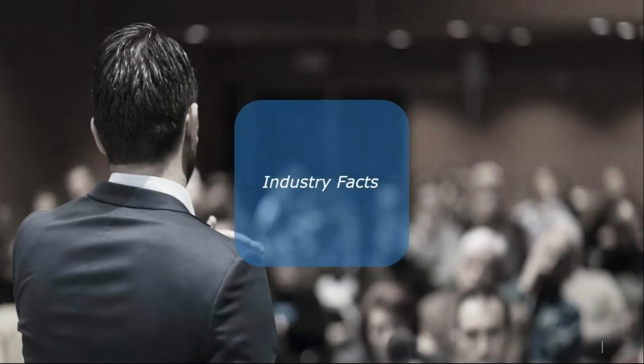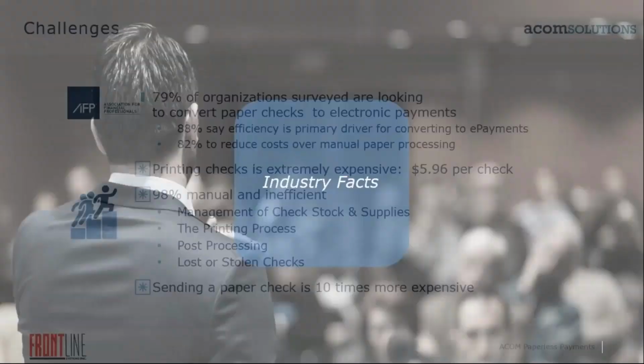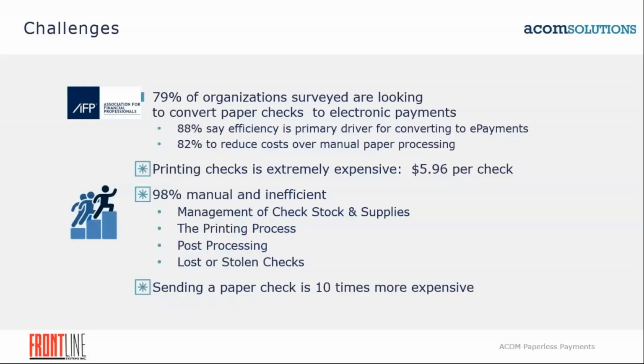So given these manual processes, there are some powerful forces that are driving companies to move to electronic payments. Let's take a look at some of these. So most organizations understand there's a lot of benefit of paying vendors electronically over using paper checks. The Association for Financial Professionals surveyed 300 small to medium-sized businesses. They found that almost 80% of the companies that they surveyed say that they're looking to convert off of paper checks. Paper check printing is expensive, it's inefficient.